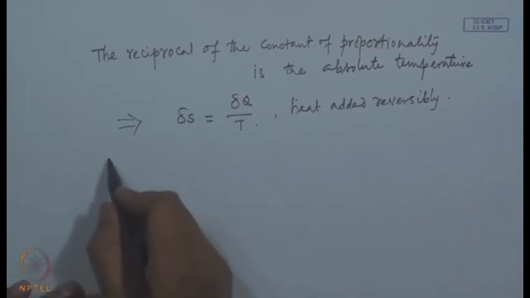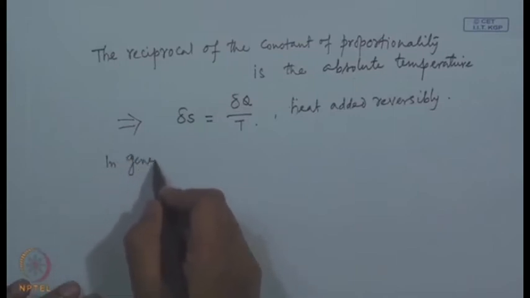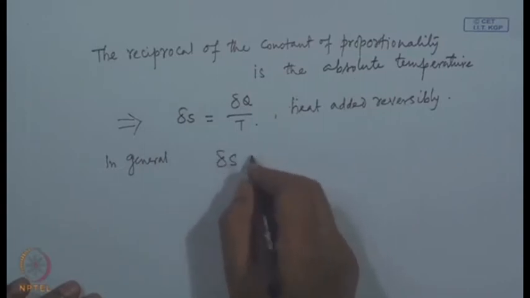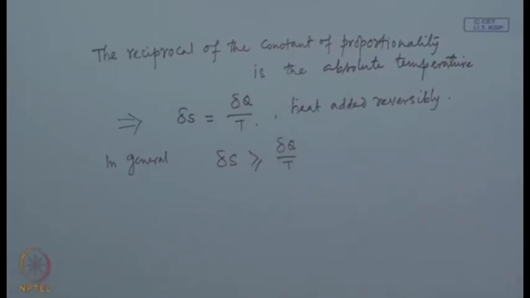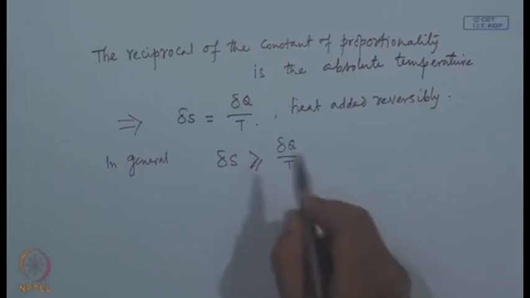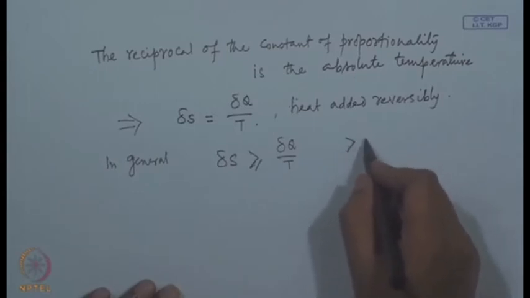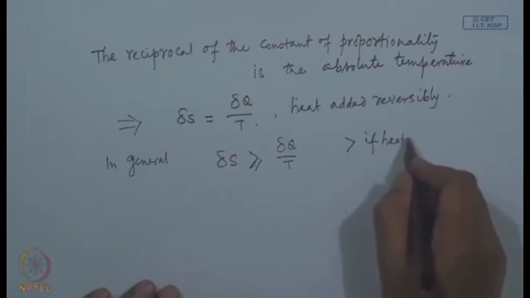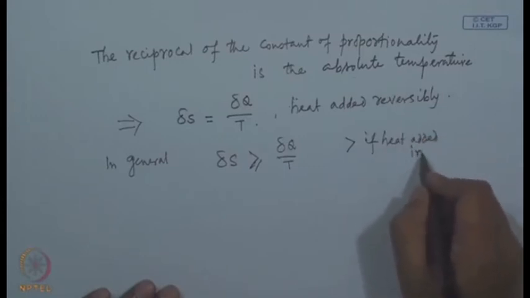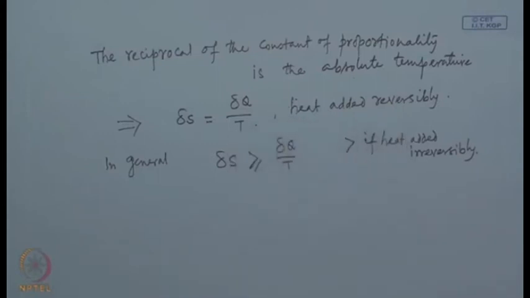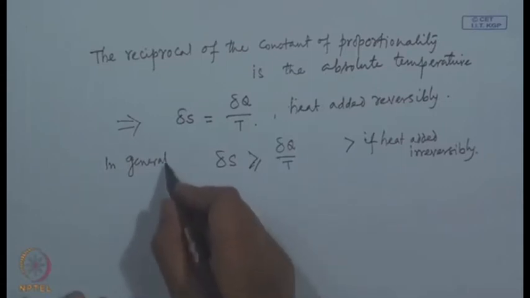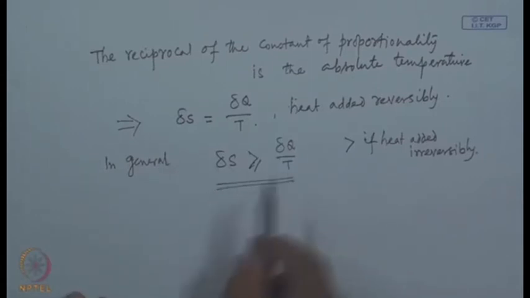And in general, delta S is greater than or equal to delta Q by T, where the greater than sign implies heat added irreversibly and equal to is for when heat is added reversibly. These are also possible to get from those Kelvin-Planck statements or Clausius statements.